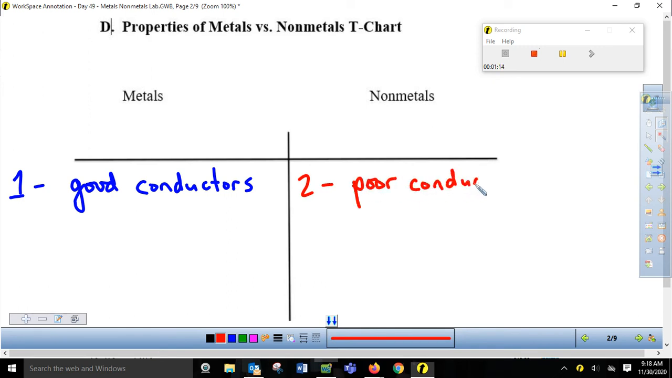Now let's also think about this. If you want to cook some food at home, what do you use? Do you use a nonmetal, like a wooden pan or a plastic pan? That would be a terrible idea. We use a metal pan, a metal pot, because those pots heat up very quickly. A metal spoon heats up very quickly, and it's better for cooking your food.